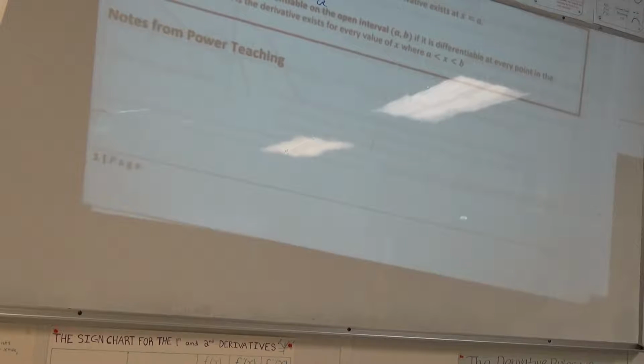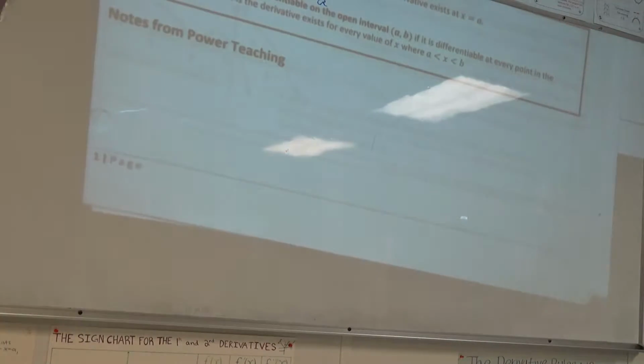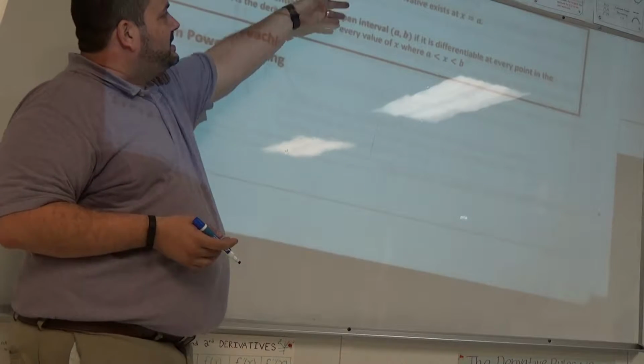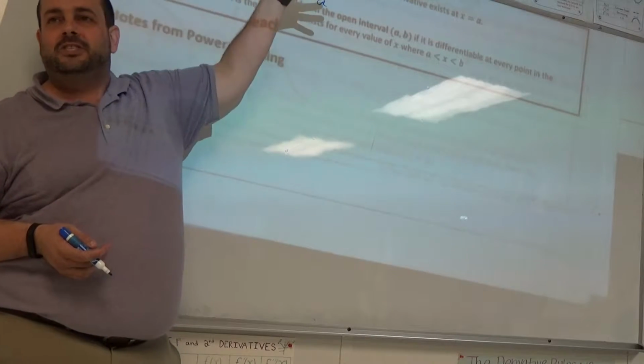So tonight when you go home and you're having dinner, you're like, hey, Mom, Dad, I learned a new word today. The word is differentiable. It means that the derivative exists. That's all. And then they might say, what? All that we care about is this: a function is differentiable means the derivative exists.